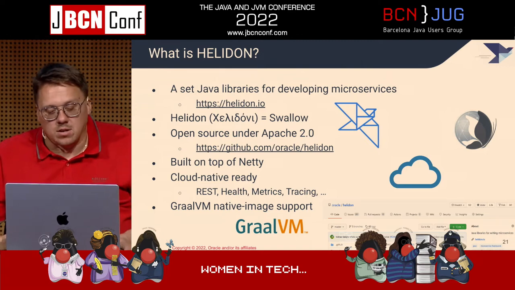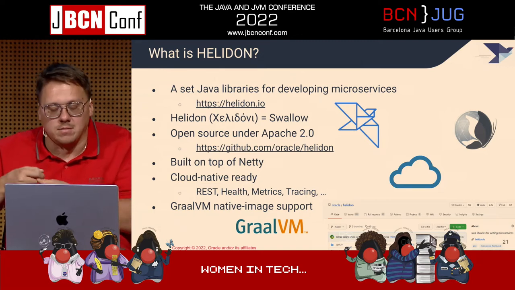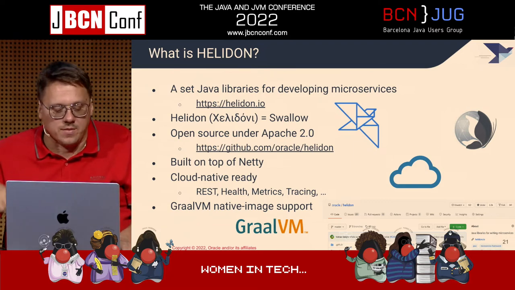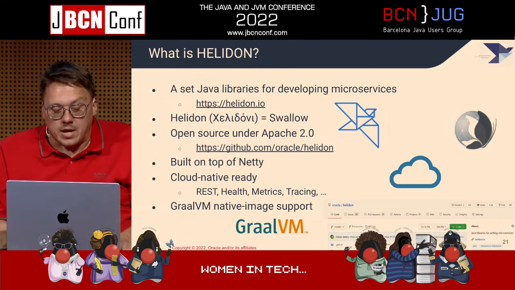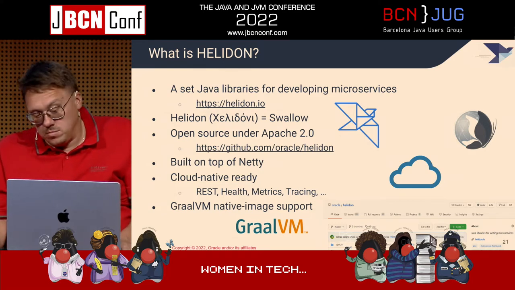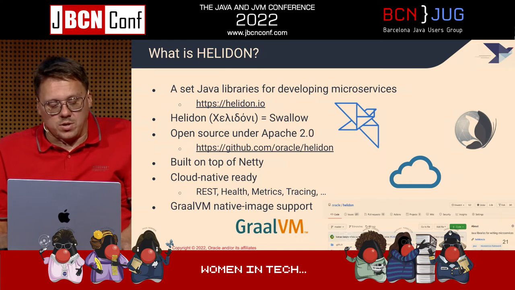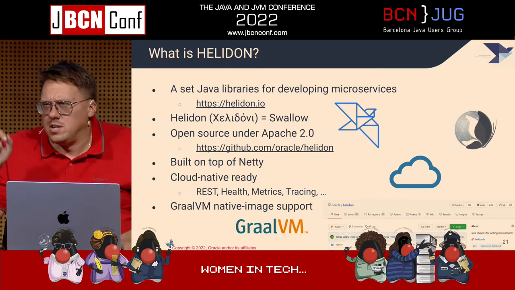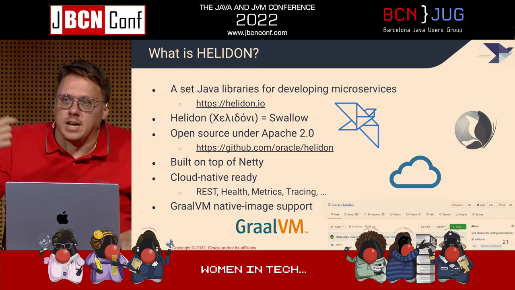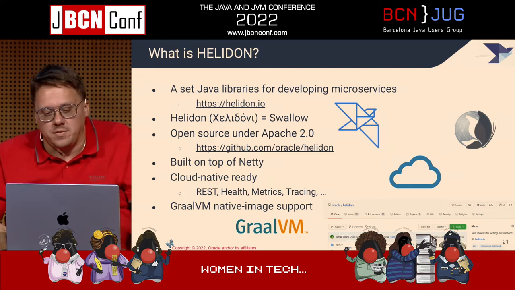That means that it's not only serving your REST endpoints, it has all the infrastructure around it, so you have health, metrics, tracing. And technically it is one of the few frameworks, sets of libraries, that has one of the best GraalVM native image support. 99, I guess, percent of the code can be compiled in native image, which makes it even faster.